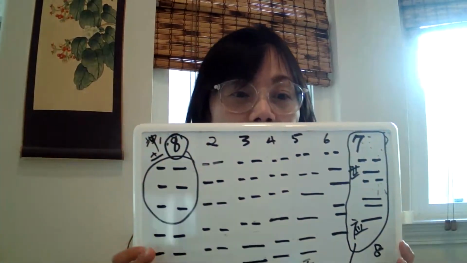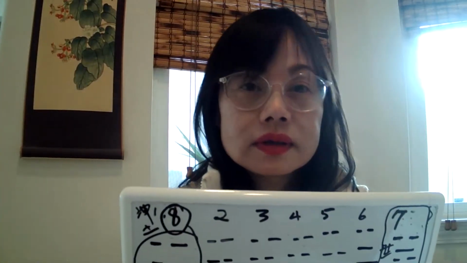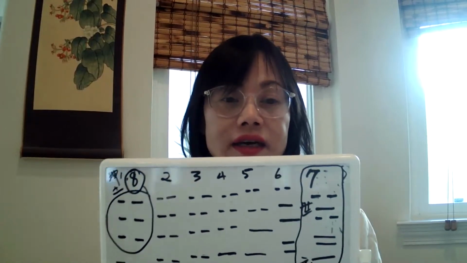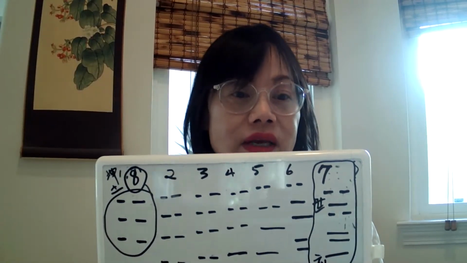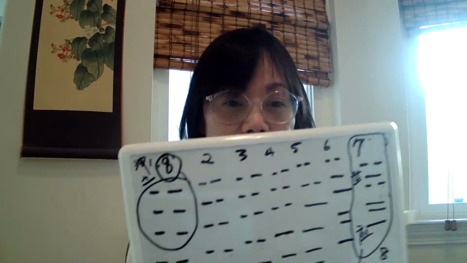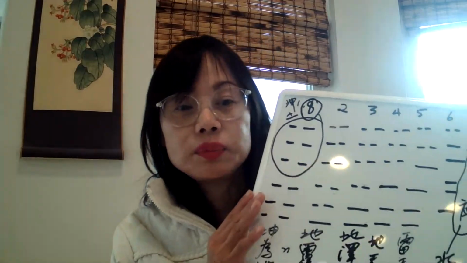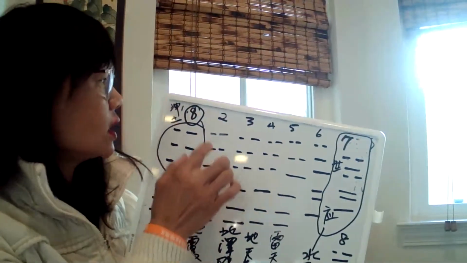Okay, so before I explain this number 5, I'm going to show you guys the palace. When we draw the I Ching hexagram, we want to know which palace it comes from. Apparently it comes from the Kun.